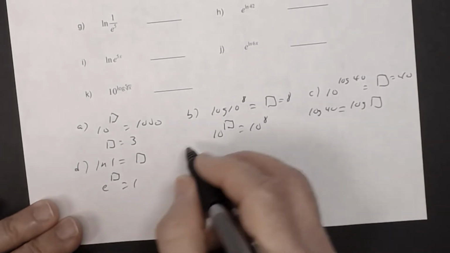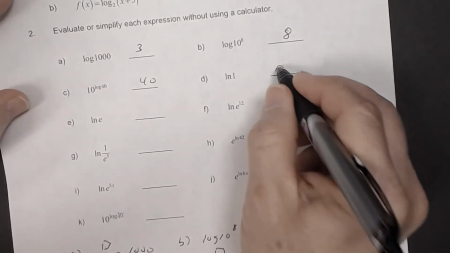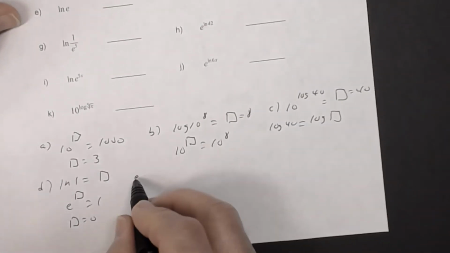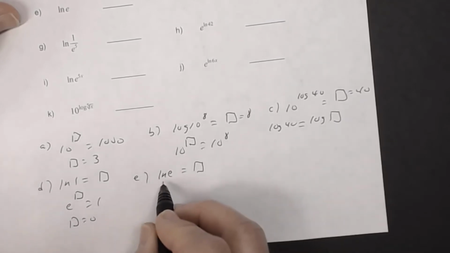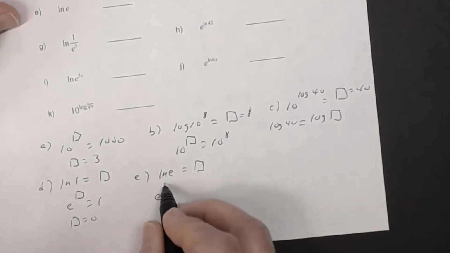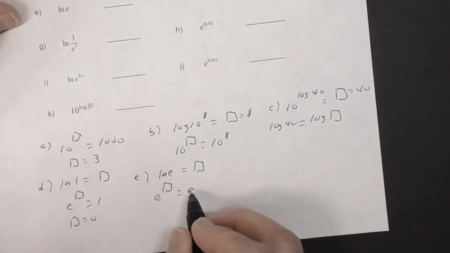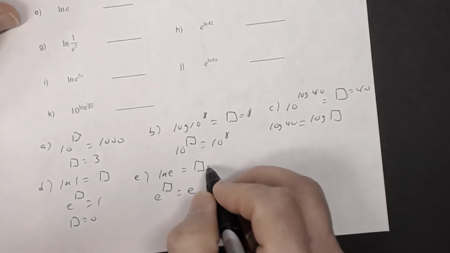So e to the 0 is 1. So the box must equal 0, right? All right. E, you have the natural log of e, let's say equal box. All right, so the base of ln is e. So e to the box equals the argument e. So if I want this side to be e, and remember that's understood to be a 1 right here, then this must be 1 as well. So that must be equal to 1.